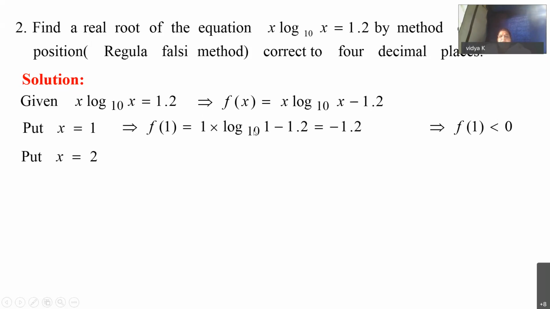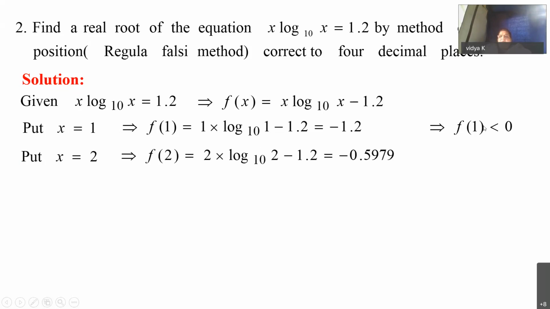So it is log to the base 10. So you have to press the log key in the calculator, not the ln key. Okay. If it is to the base 10, log key. If the base is not mentioned, you have to press the ln key in the calculator. Here it is to the base 10, so press the log key, log 1 to the base 10, and you get negative. Put x equal to 2, you get negative.